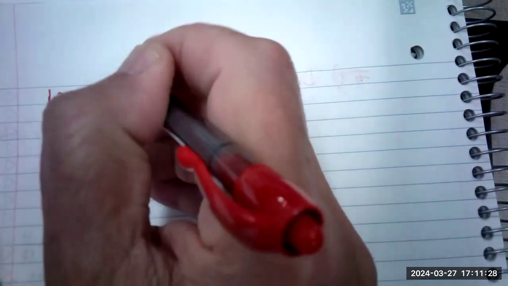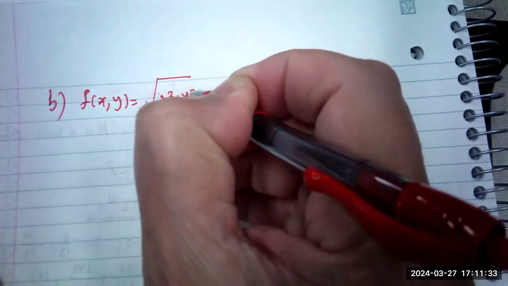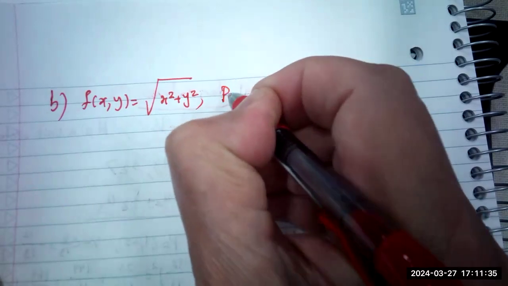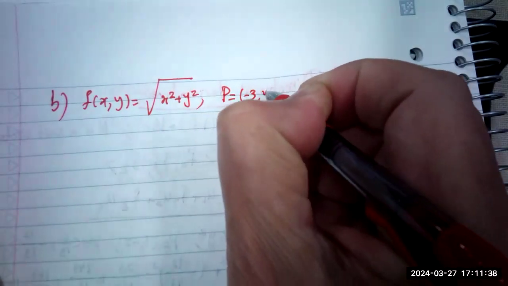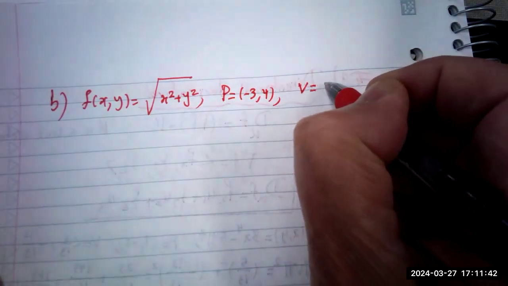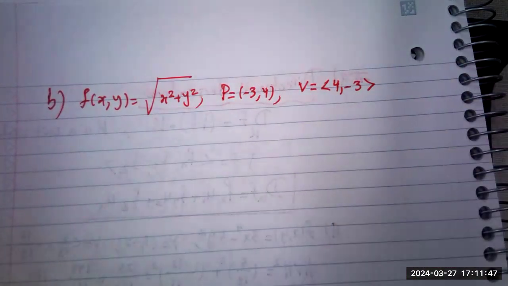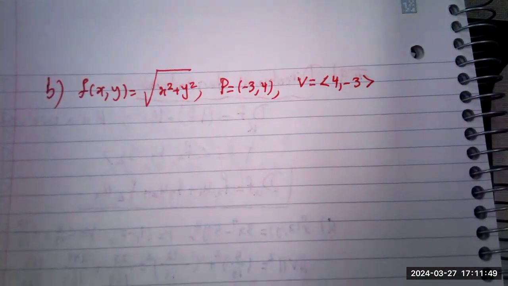And the second part is this function. Same thing. The function is f of x comma y, the square root of x squared plus y squared, wanted at the point P, and the V. The vector is something you have to normalize. This is the difference between the previous one and this one. Make sure to do it.